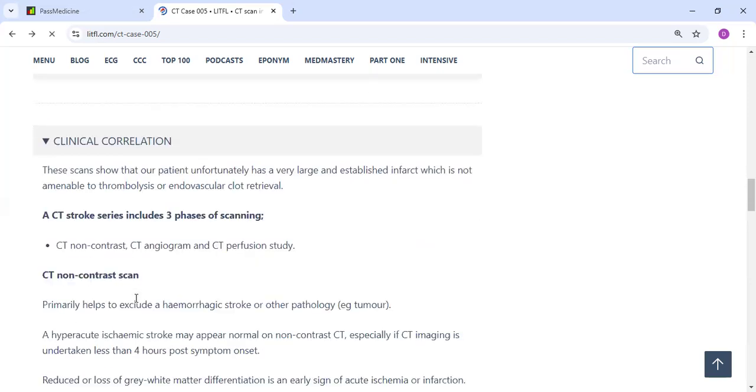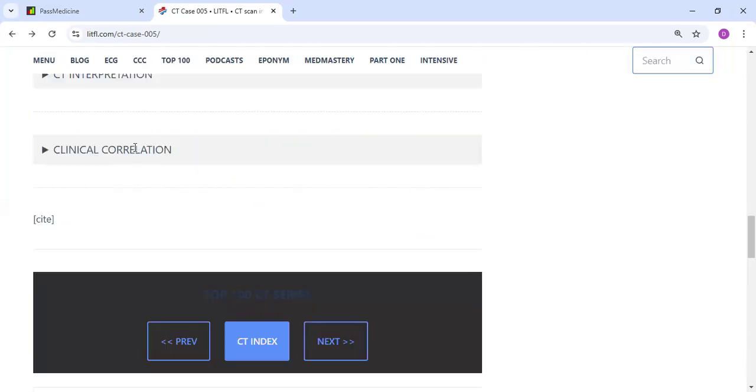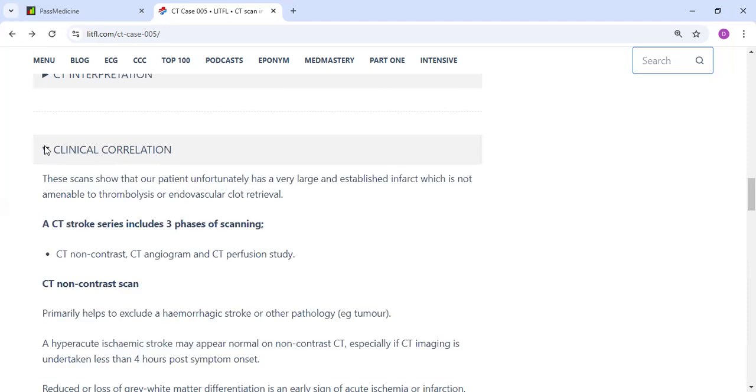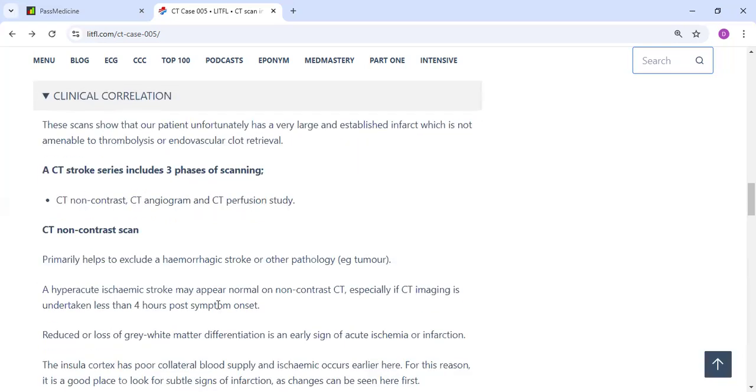Clinical correlation: these scans show an established infarct, which is not amenable to thrombolysis or endovascular clot retrieval. So it's a large infarct. The CT stroke series includes three phases: a non-contrast, an angiogram, and a perfusion study.